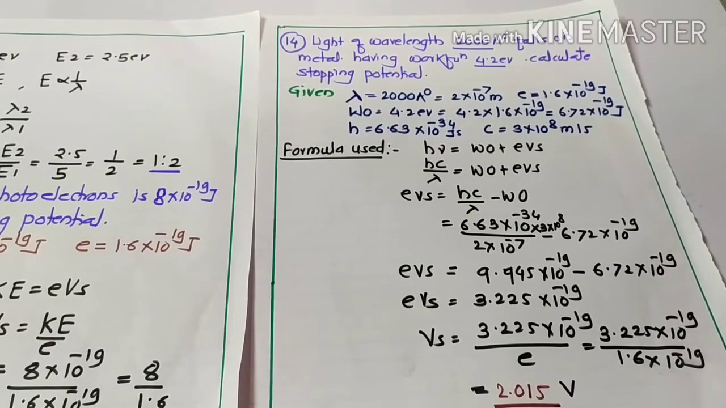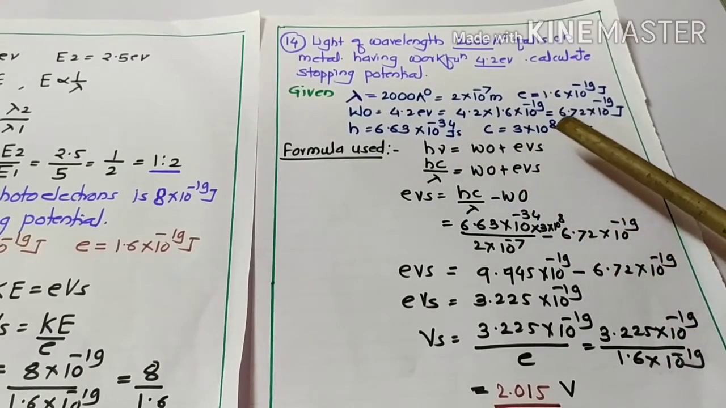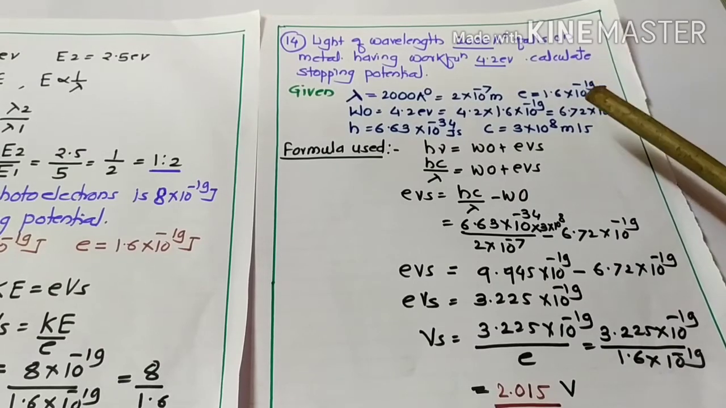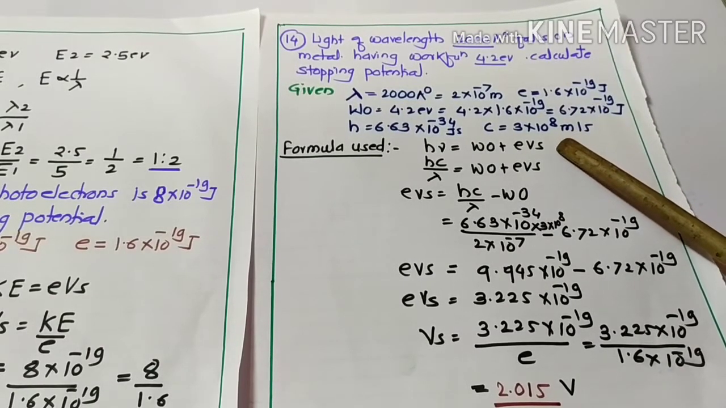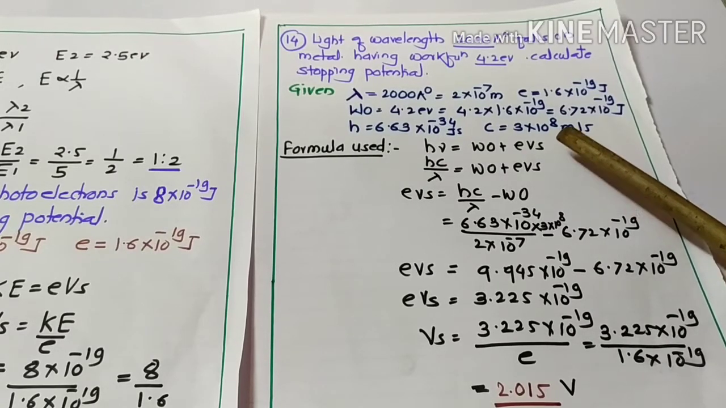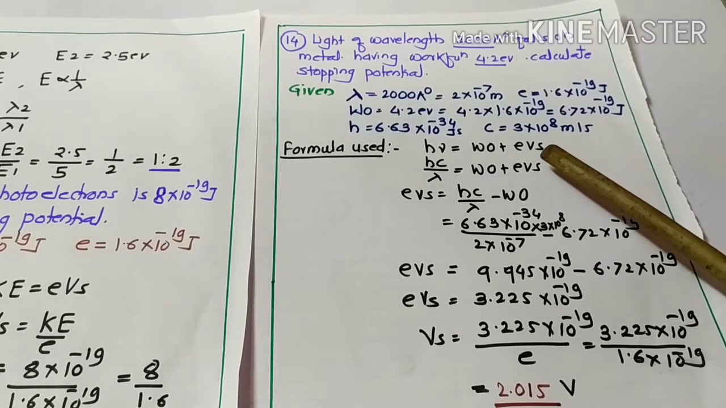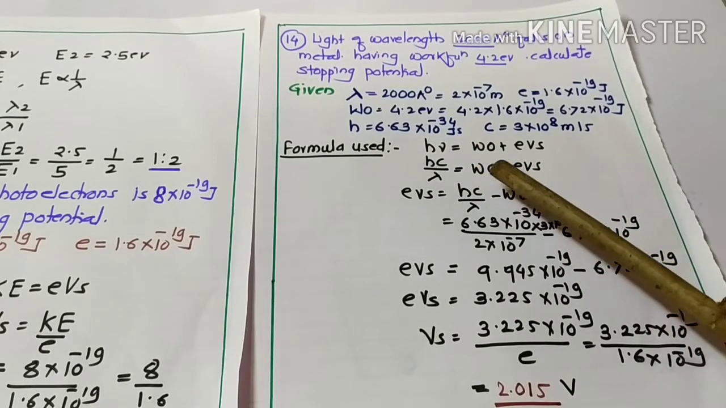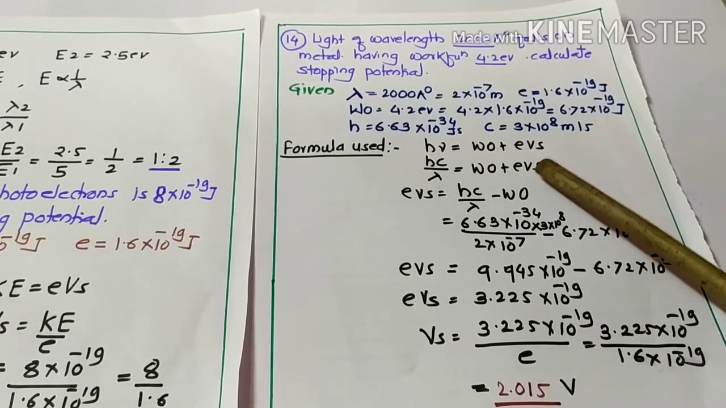Then h and c are already known: h is 6.63 into 10 raised to minus 34 joule second, and c is equal to 3 into 10 raised to 8 meter per second. Then we know Einstein's equation: h nu is equal to W0 plus eVs, or h nu is equal to W0 plus KE, but KE is equal to eVs. But nu is equal to c by lambda, then hc by lambda is equal to W0 plus eVs. Here we have to calculate eVs.